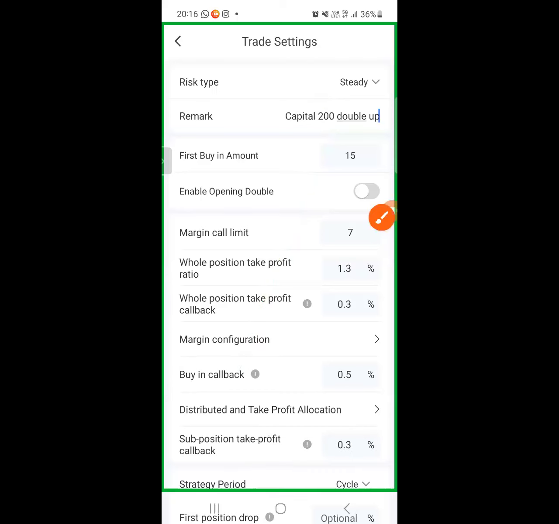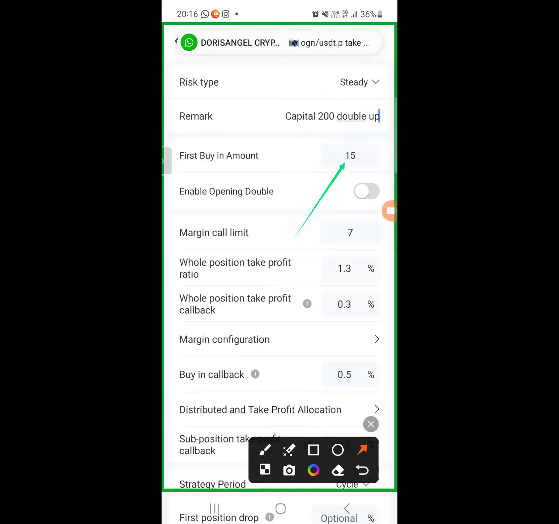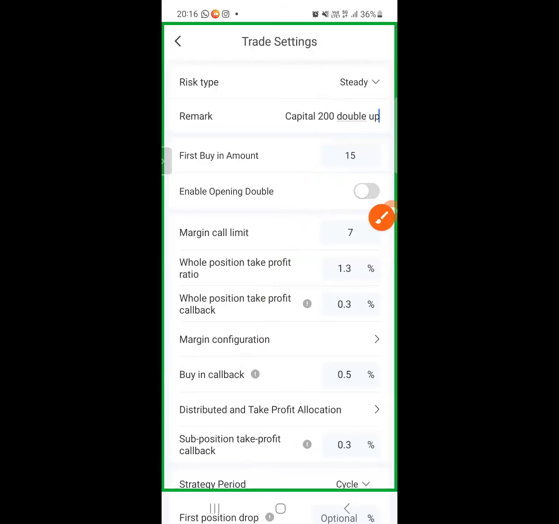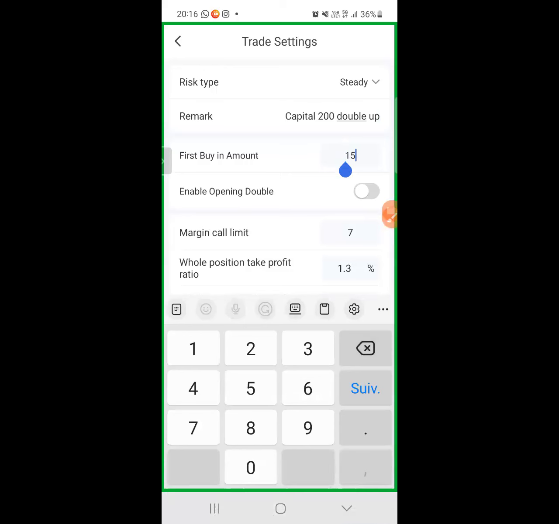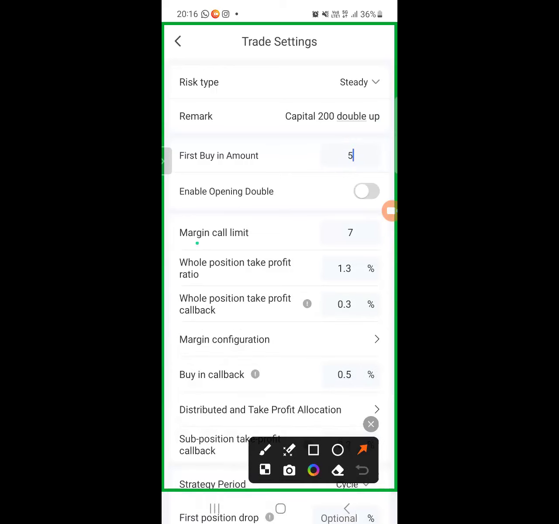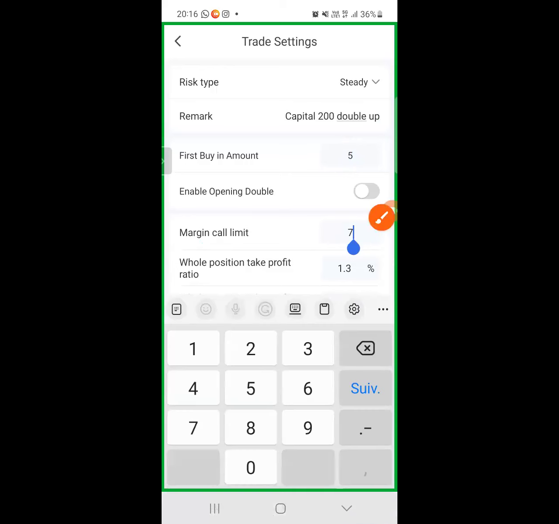So double up 200. Then we are going to try with first buy amount $5. Then when we try it, we will go on the calculator and calculate the total money, whether it is less than 200 or more than 200. Okay. So first buy amount $5. Remember, anything that you put on your settings, you can edit it at any time. So $5. Then here, margin call limit. Let's put 9. I'll put 9 margin calls. We can change it, because as I calculated in advance, it's 9 margin calls.